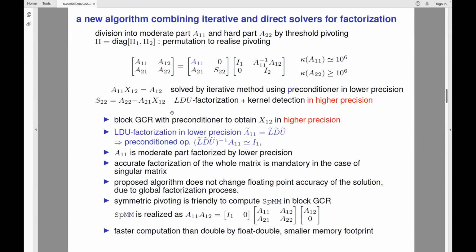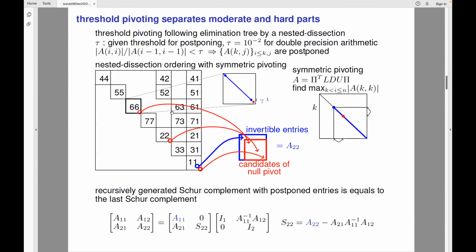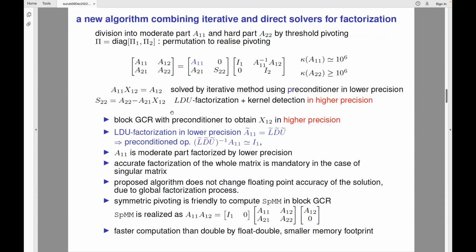The next issue is how to combine or introduce mixed precision arithmetic. The idea is to decompose the matrix into two parts: the union of the easily factorized, moderate part, and the hard part. The easy part we already get by threshold pivoting. The pivot is controlled by some user-defined parameter, like 10 to the power minus 2. This strategy picks up how many jumps appear during the pivoting. If that is less than this criterion, the A11 part is very easy to factorize. So the condition number of the A11 part is approximately 10 to the power 6. But the other part is much more, sorry, it is not 6. Maybe I should think about it. Actually it is like 10 to the power 12 or something. So the A22 part is hard to factorize.